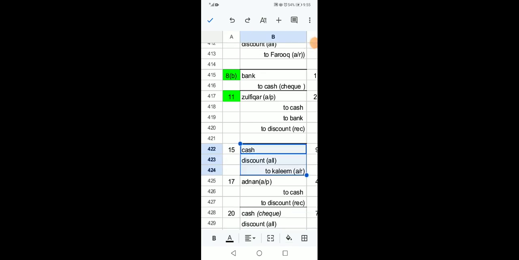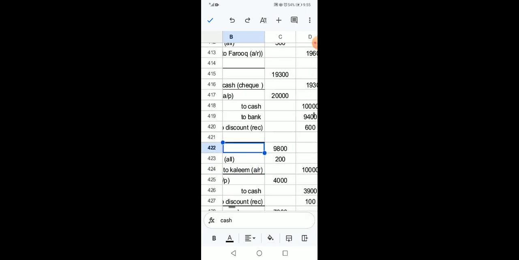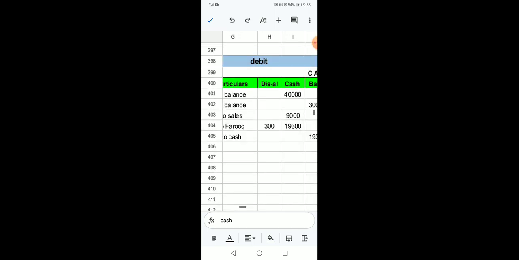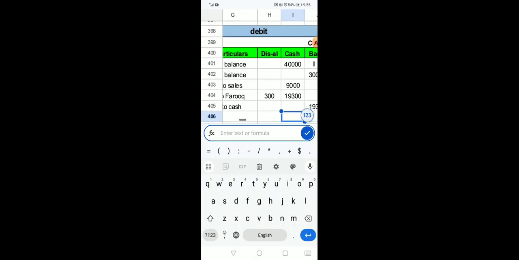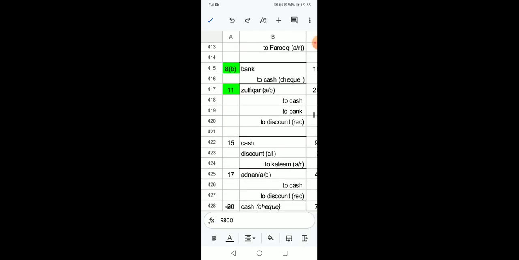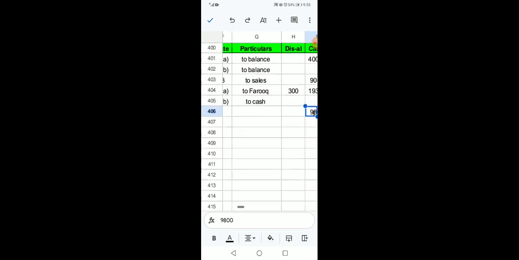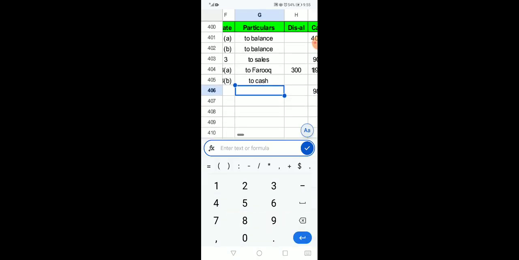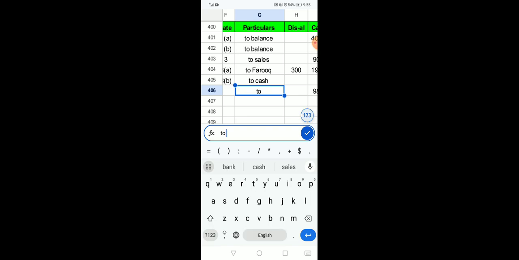There are three elements, but we are associated with only two elements, cash and discount. So we'll do step by step. First step is to see cash, which is debited 9800. Go to the debit side and write down amount 9800. Now see its reference. What is written on opposite side? Kaleem. So you will write the name of Kaleem in particulars.